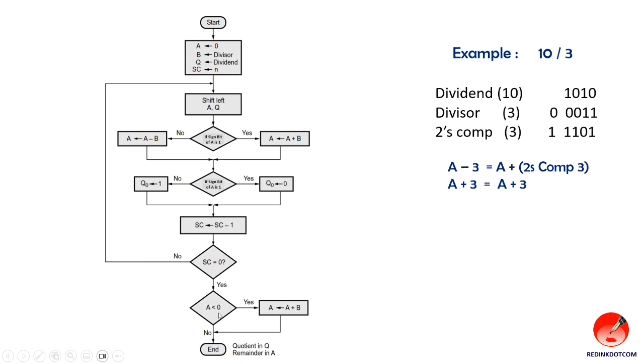Finally, you check the sign bit of the A register. If it is negative, you do the restore operation. Otherwise, you need not do the restore operation and complete the process. So this is the actual algorithm followed in the non-restore division algorithm. Let's check with this value.